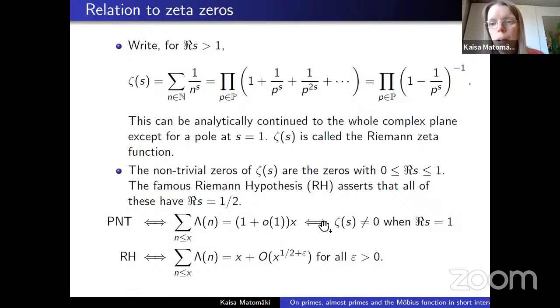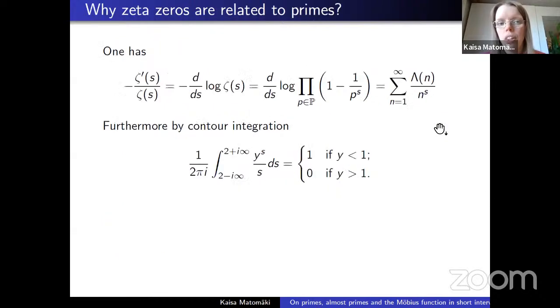So the Riemann hypothesis is closely related to the primes, and the zeta function is closely related to the primes. But then the question is why? Why are the zeta function and the primes related to each other? I will give a quick explanation of this phenomenon. It's based on the fact that zeta prime over zeta is the same thing as the derivative of the logarithm of zeta.